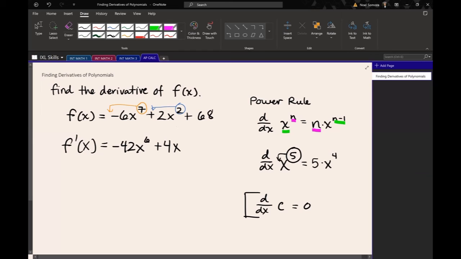And then finally here, we're going to take the derivative of 68. Since 68 is a constant, a value that has no variable, this just ends up being a 0. So the derivative of 68 is 0. Therefore, by adding 0, that does not change our existing derivative. So we could say f prime of x will be negative 42x to the 6th plus 4x.